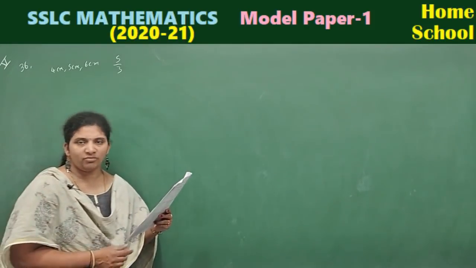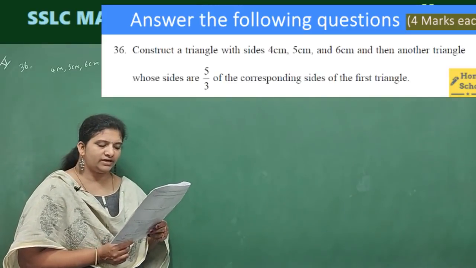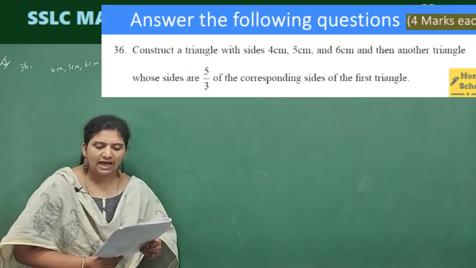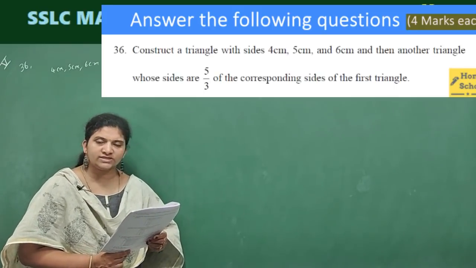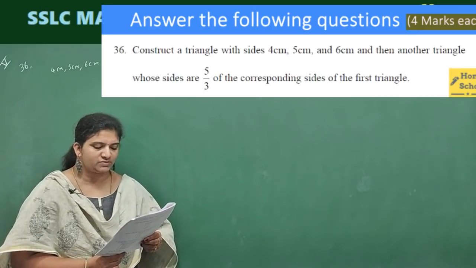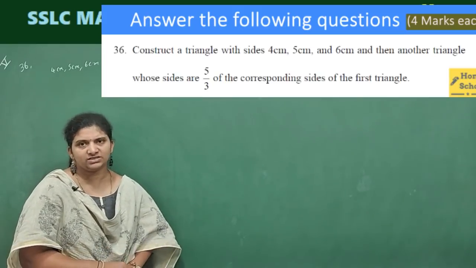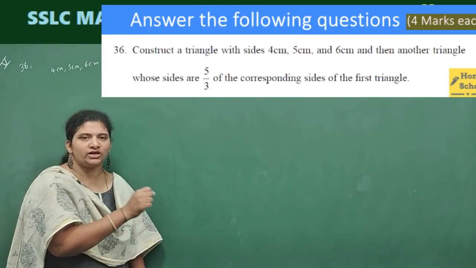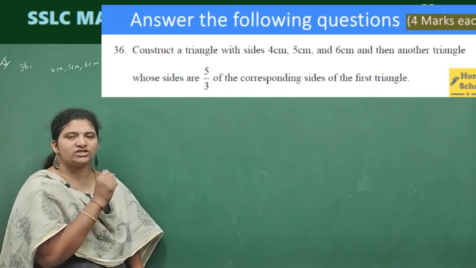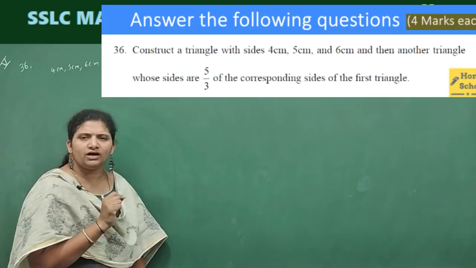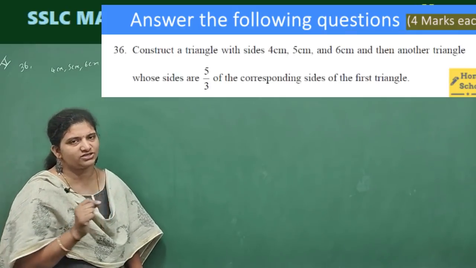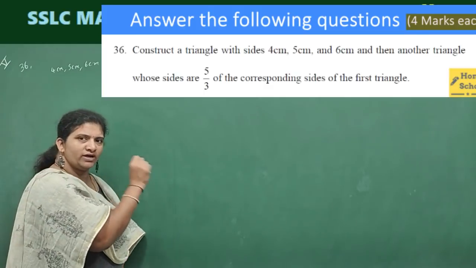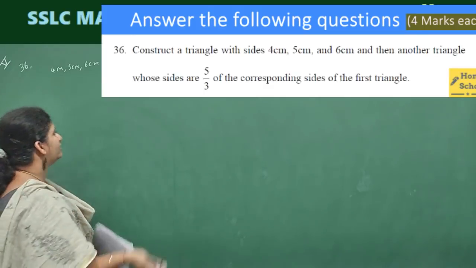Your 36th problem is a construction. Construct a triangle with sides 4 cm, 5 cm and 6 cm, and then another triangle whose sides are 5 by 3 of the corresponding sides of the first triangle. Okay, it's very simple, children. Constructions will be uploaded in the description box. You can check, and in that it is clearly explained how to draw the construction properly. How to draw these triangle constructions. Let me do the construction roughly with a free hand.